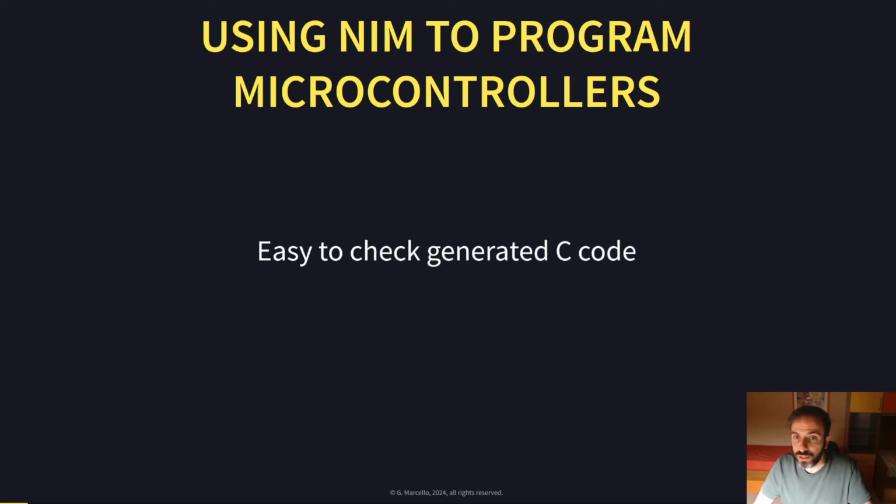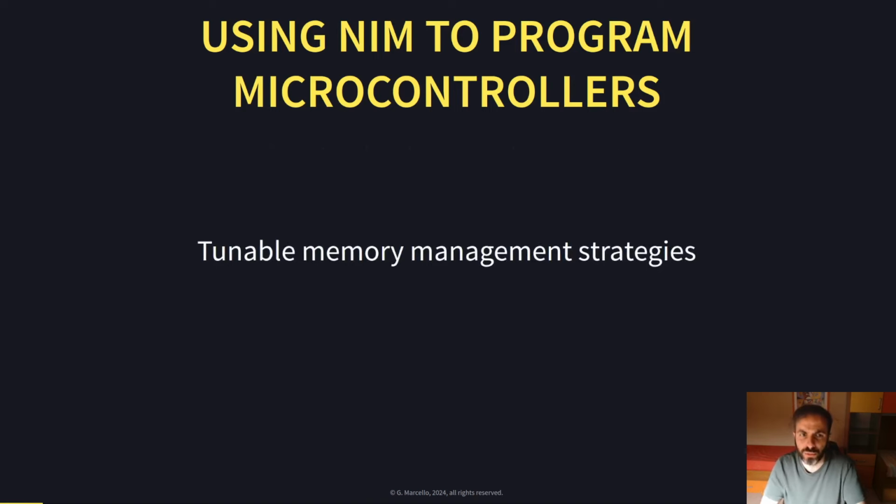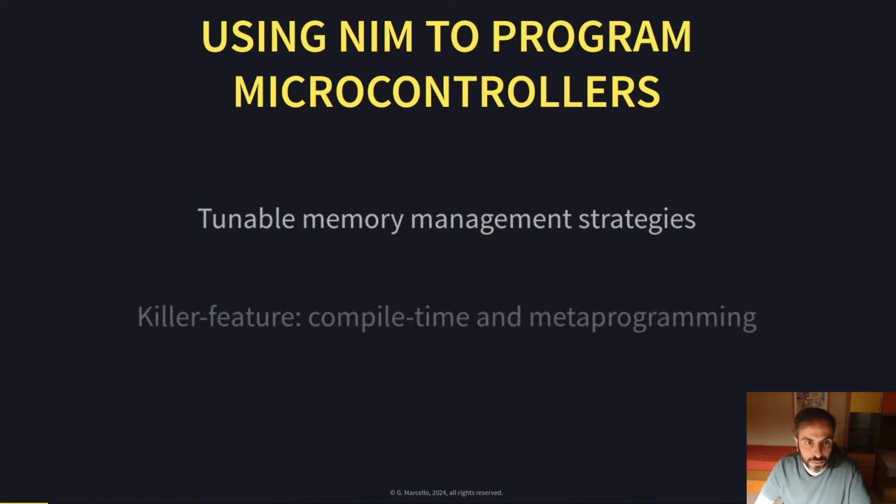It's really easy to check generated C code. Nim compiles to C, and you can just check the C code. It's not one you would write, but it's quite easy to check. It also has tunable memory management strategies. I tend to use either no memory management strategy, so I just turn it off, or I use ARC, which is really nice for embedded because it's deterministic, so nice for real-time stuff.